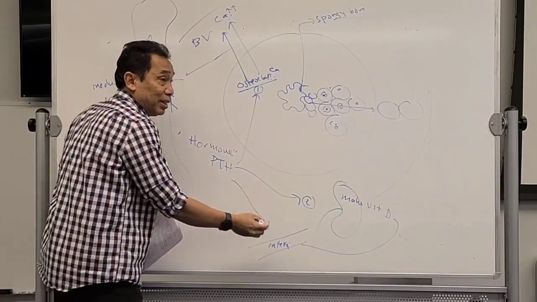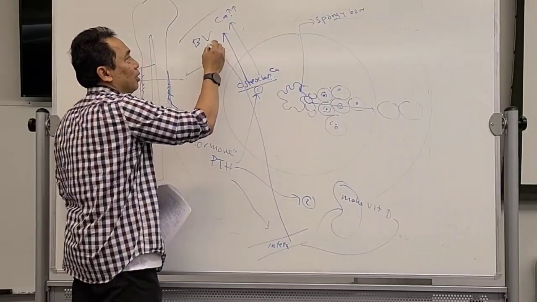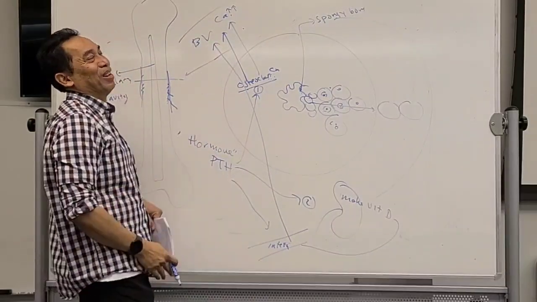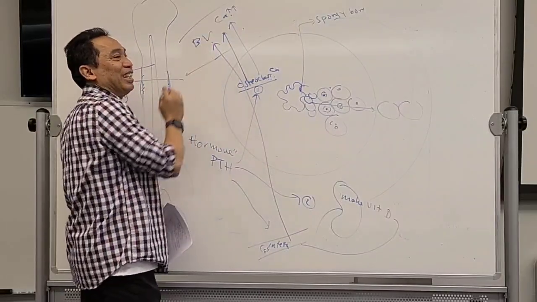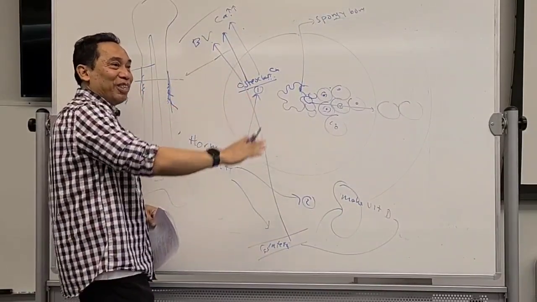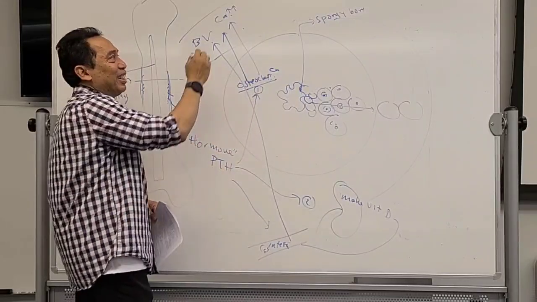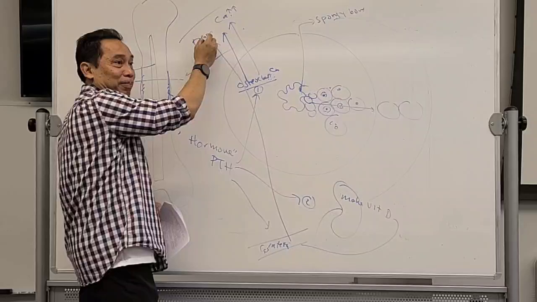What does vitamin D do in the intestine? It absorbs the calcium from your diet and puts it into the blood. You follow this? So all of this action, what is it doing? It increases calcium in the blood because you need it at that time.